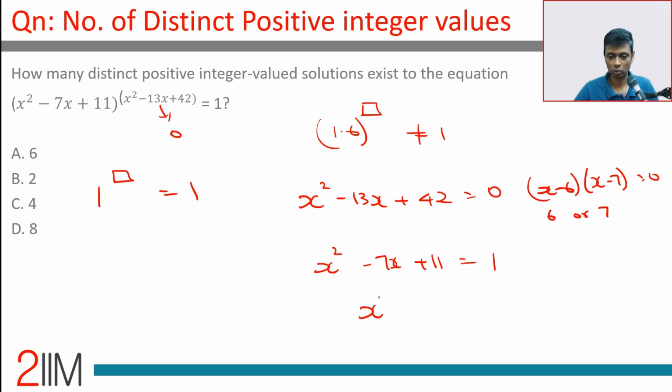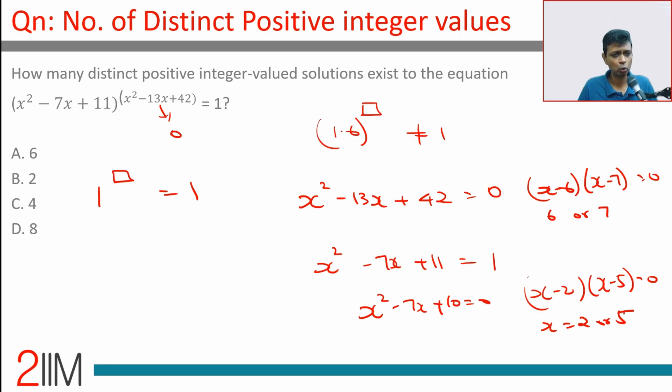Or here we have x² − 7x + 10 equal to 0. (x − 2)(x − 5) equal to 0. x is 2 or 5. You put 2: 2 squared minus 26 plus 42. Again, a nice positive integer. Nothing to worry. You put 5, also will get a positive integer. Nothing to worry. 2, 5, 6, 7. All of these work. 4 values.